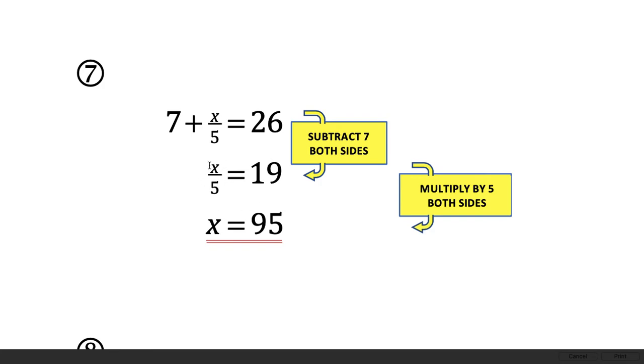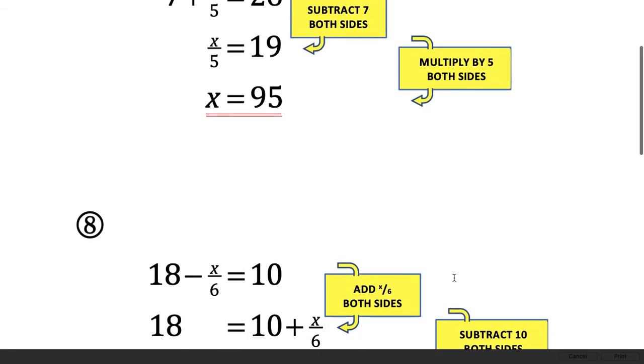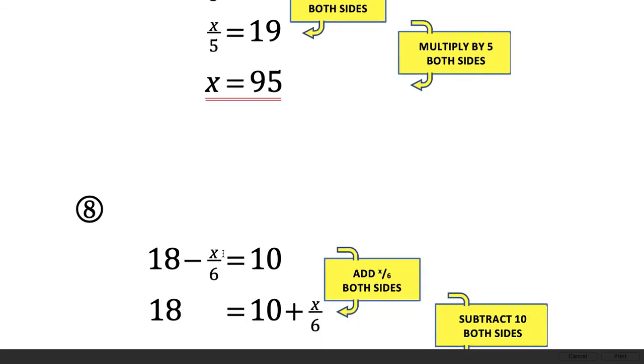So that's to get the x bit on its own. But I don't want to know what x divided by 5 is. I want to know what a whole x is. So I'll multiply everything by 5 to get a whole x is 95. Question 8. 18 minus x over 6 equals 10.